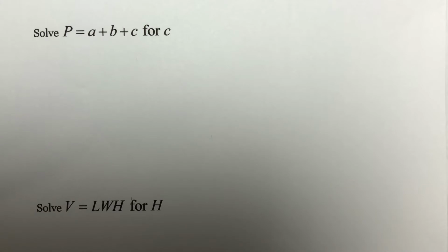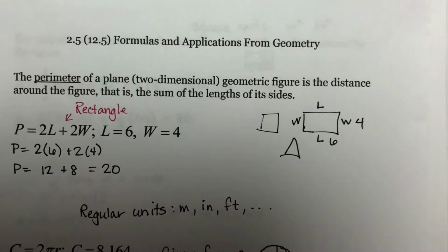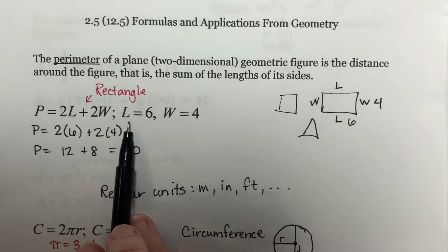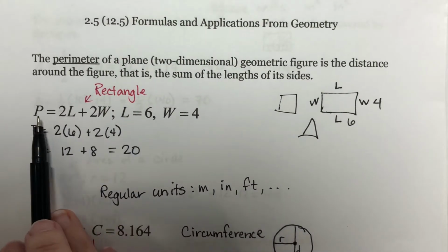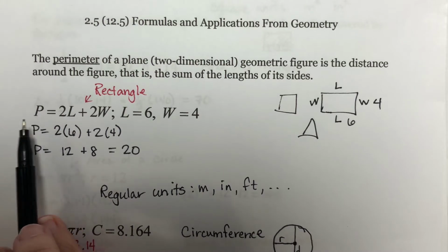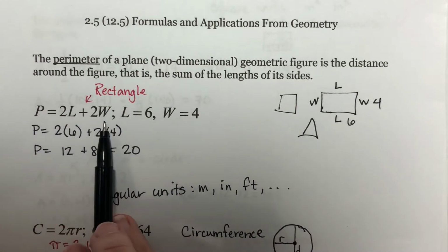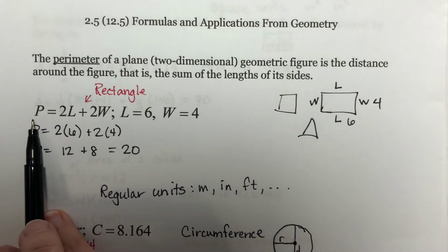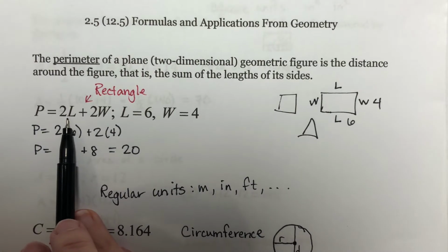Now, why might you want to do that? Imagine in the real world, for whatever reason, you have to calculate a whole bunch of perimeters. But instead of calculating the perimeter, you're always looking for the length. You're always going to have the width, you're always going to have the perimeter, but you're looking for the length.